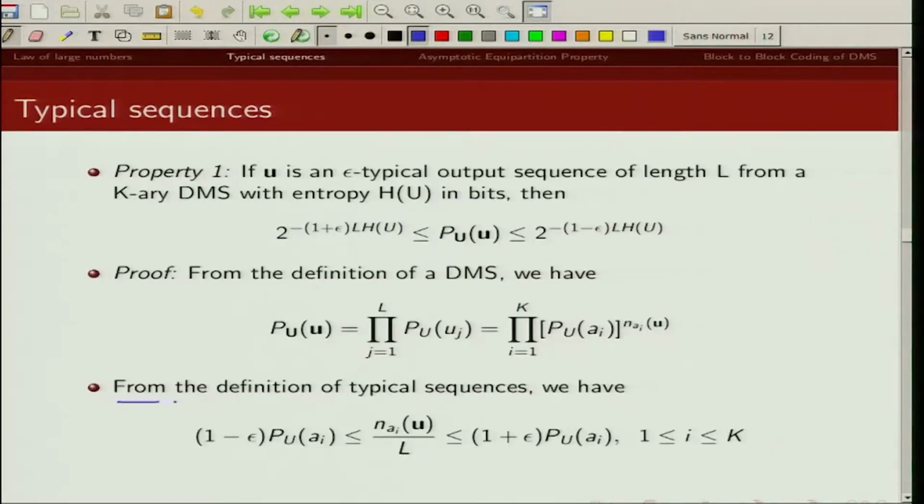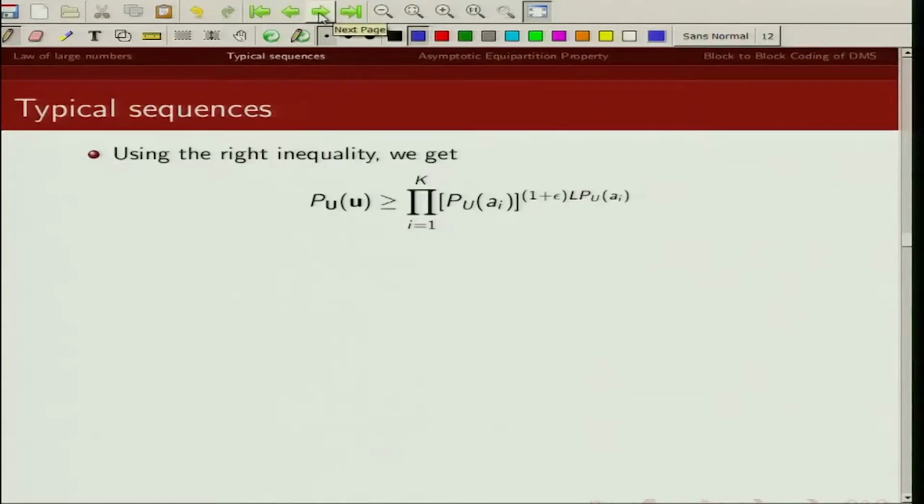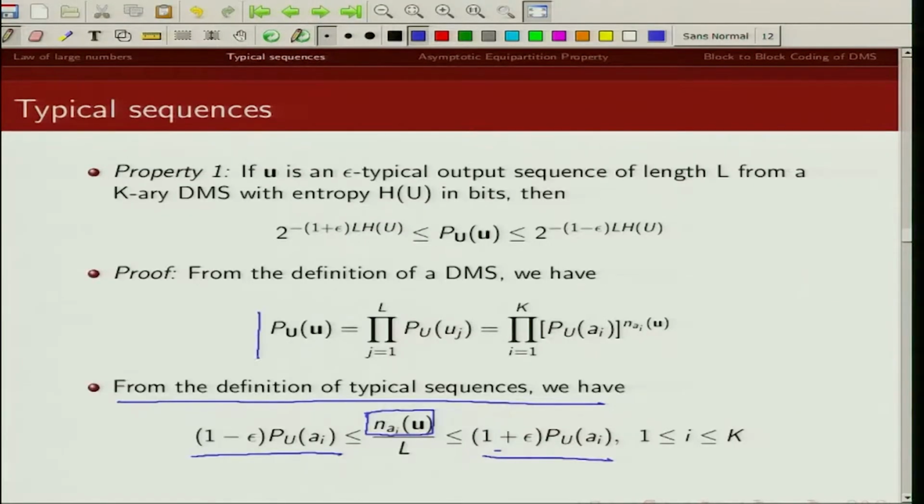Now from the definition of typical sequence, we know that NAiU should satisfy this lower bound and this upper bound. So NAiU will be less than equal to L times this quantity, and it should be greater than L times this quantity. Now let us take the right inequality. So we have shown that probability of U is equal to this quantity, correct?